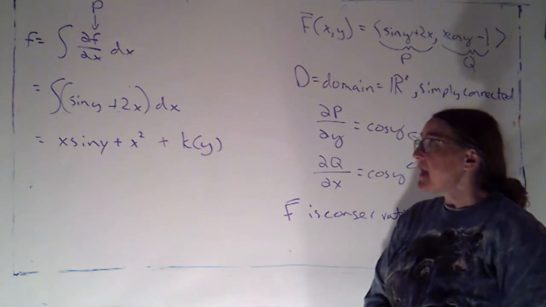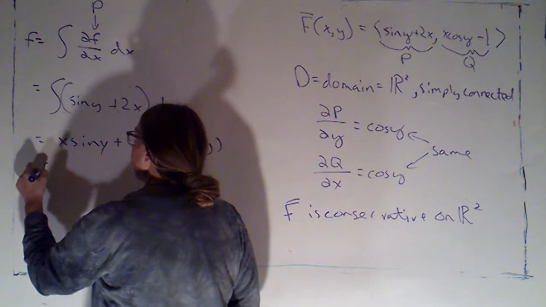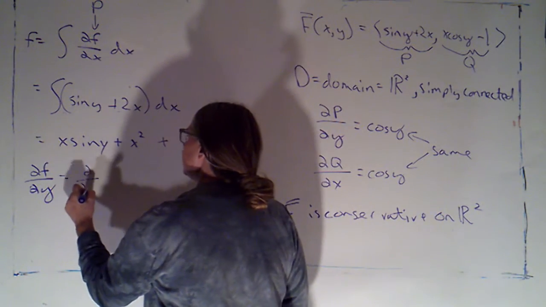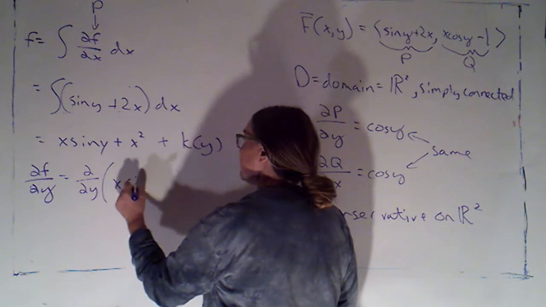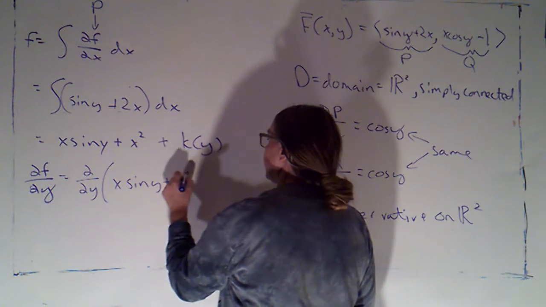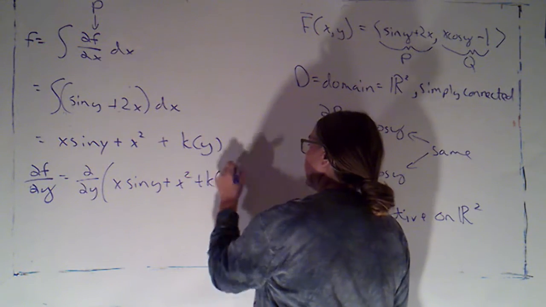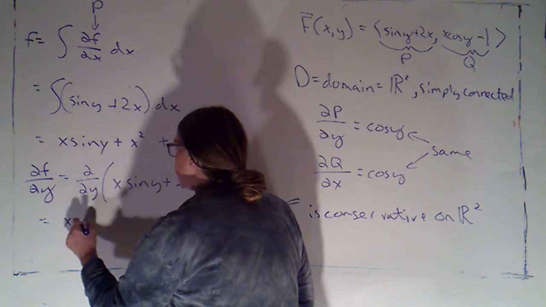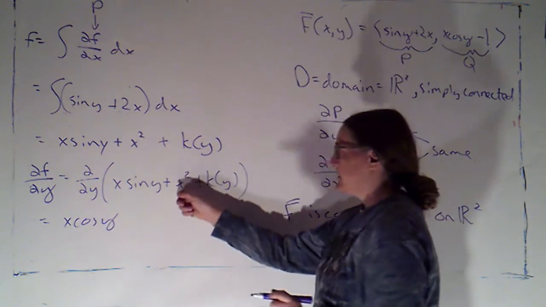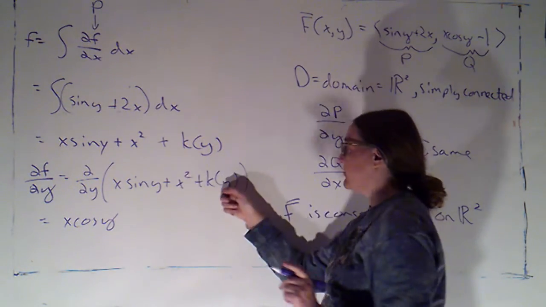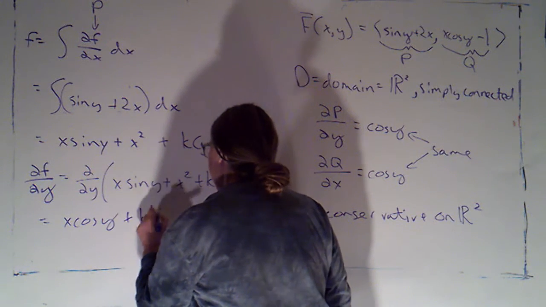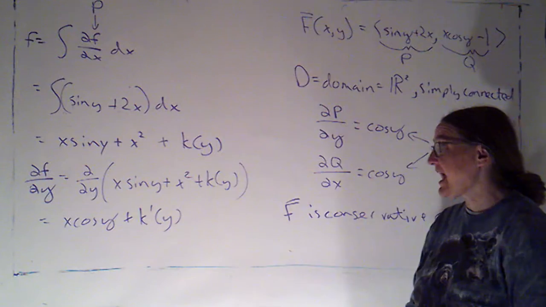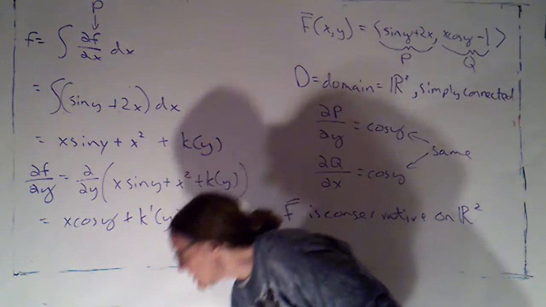All right, so now I can say the partial of f with respect to y is the partial with respect to y of this formula that I've just found. So here, that's going to give me x cosine y. The derivative of x squared just drops out, plus k prime of y. And again, that's the one place where the prime notation is okay, because k is a function of just one variable, y.